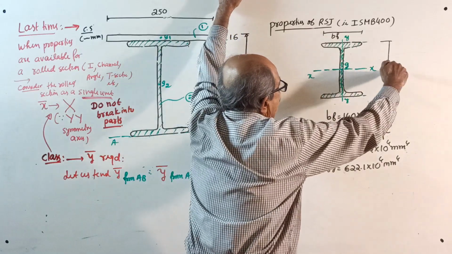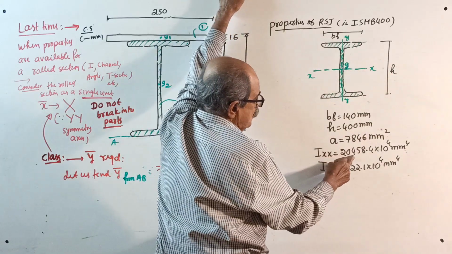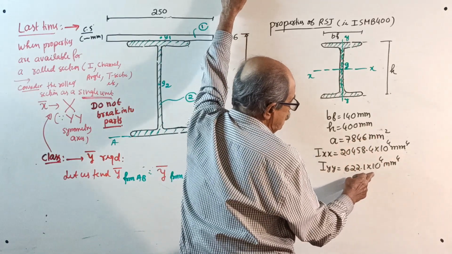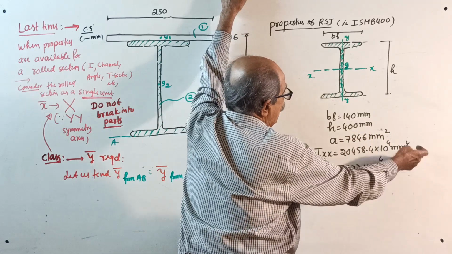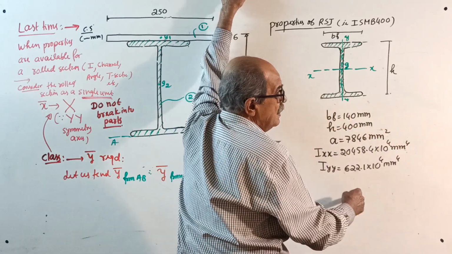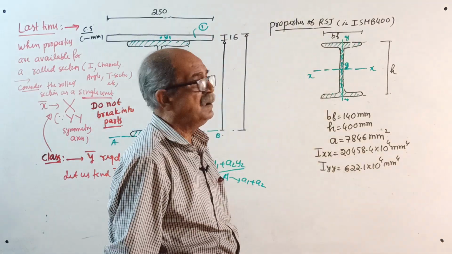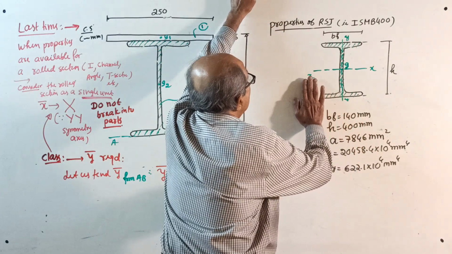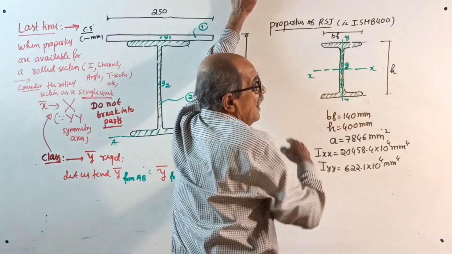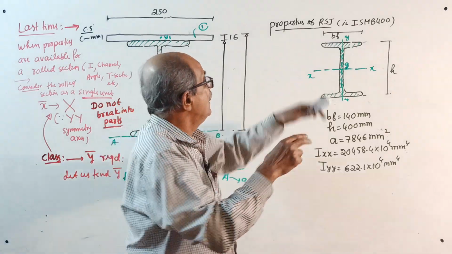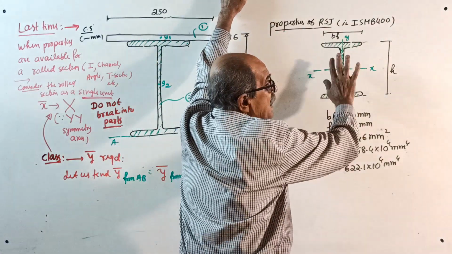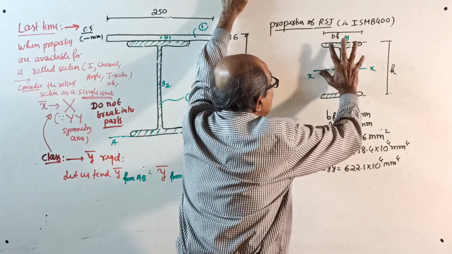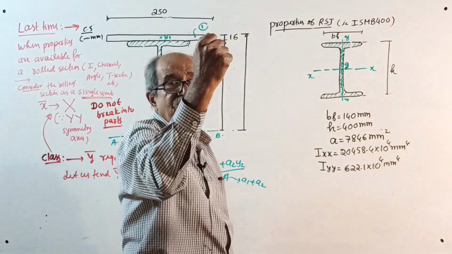I about the XX axis is 20458.4 × 10^4, IYY is 622.1 × 10^4. All these are obtained from the IS handbook or steel table. Next time I won't tell. And remember, this is considering the RSJ as one unit. When it is not divided into parts, do not divide, because it is entirely compact, this way, compact.